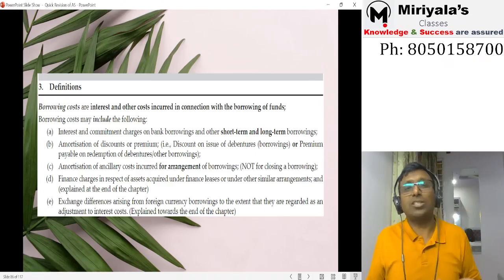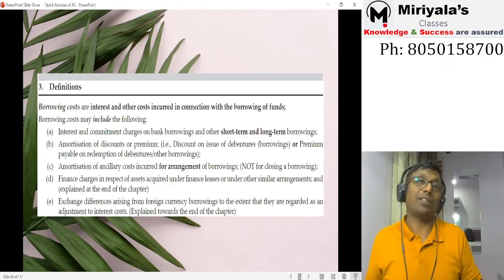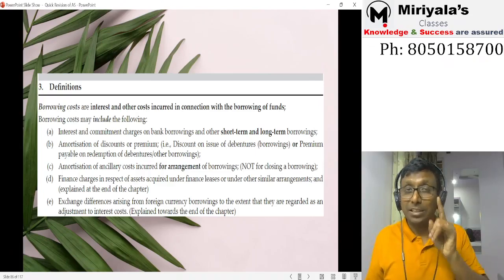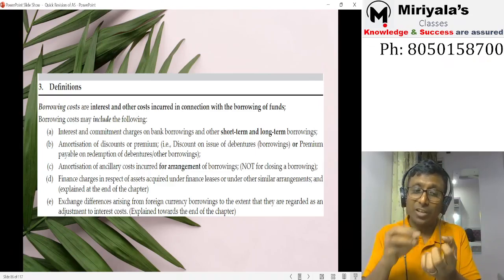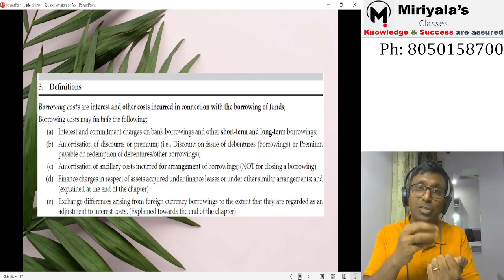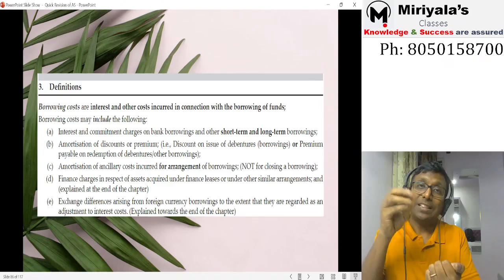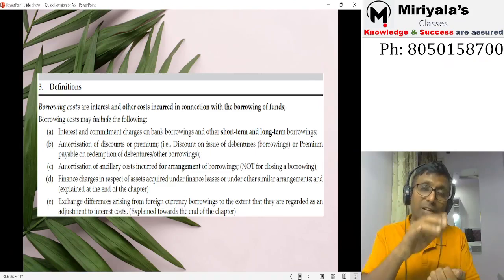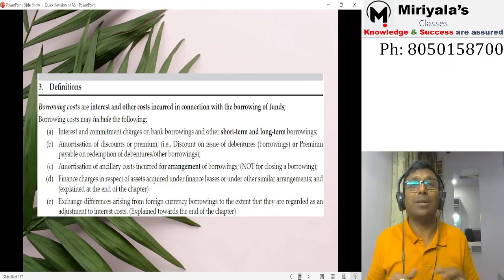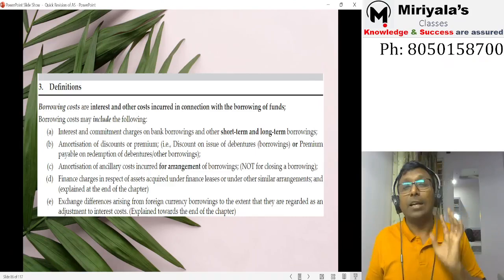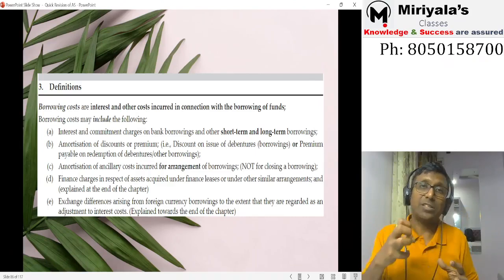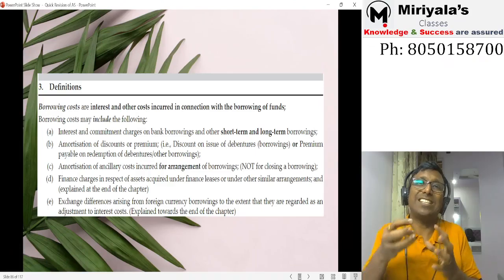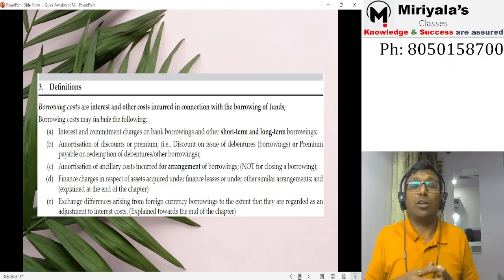Okay, finance charges in respect of assets acquired under a finance lease. Yes, this is nothing but the case of hire purchase. What if you have purchased some asset under hire purchase? There is a finance charge included. That finance charge, how should I account for it? That also should be charged to P&L, and should be capitalized if it is a qualifying asset. Next, there is the foreign exchange difference on foreign currency borrowing to the extent it is regarded as a borrowing cost.